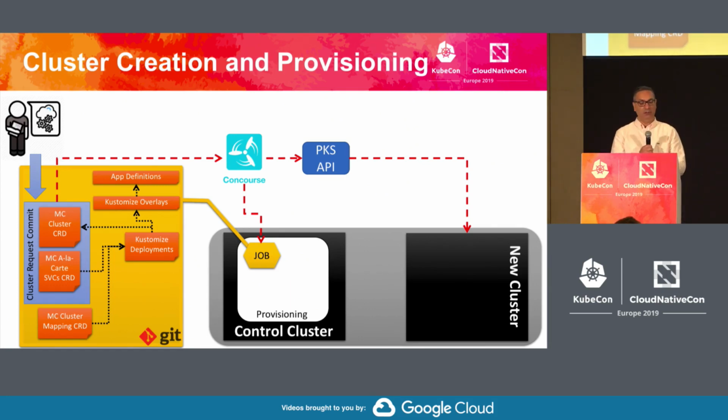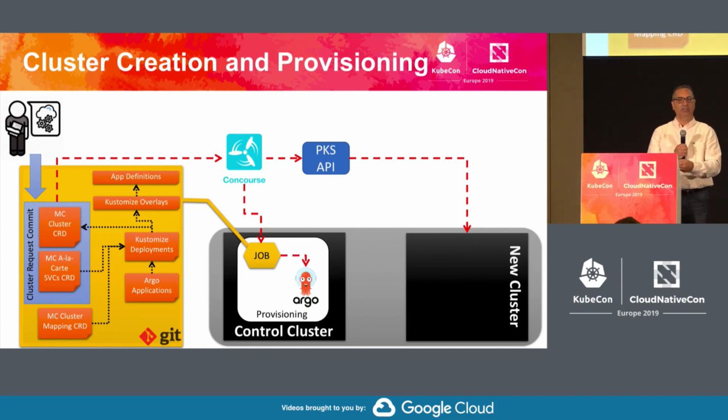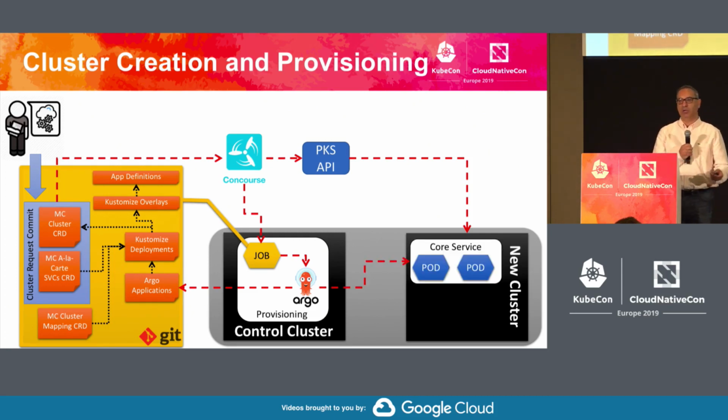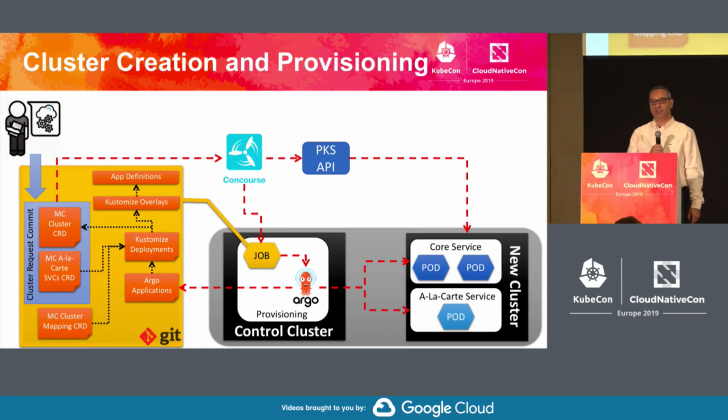Once this is done, the job is going to tell Argo that this new application now exists inside the GitHub repo. At that point, Argo points to those, and what it's going to do is see that none of these applications are in the cluster that's been created because it's brand new. The desired state is not the same as the actual state, so it's going to start to deploy everything that has been requested. You're going to deploy the core stuff as well as all the à la carte services.